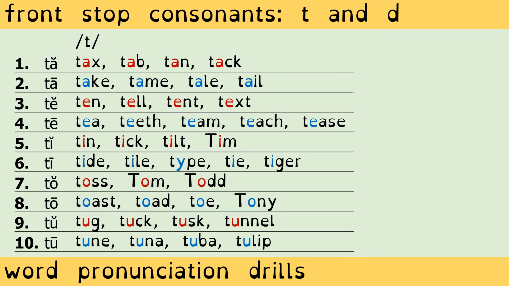Number 7. Ta. Toss. Tom. Todd. Number 8. Toe. Toast. Toad. Toe. Tony. Number 9. Ta. Tug. Tuck. Tusk. Tunnel. Number 10. Two. Tune. Tuna. Tuba. Tulip.